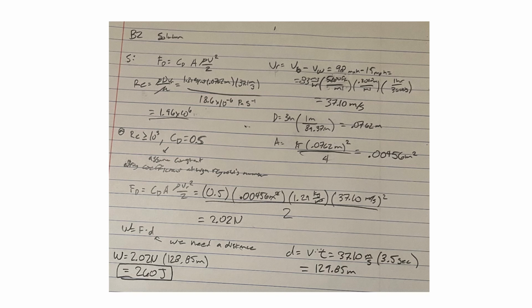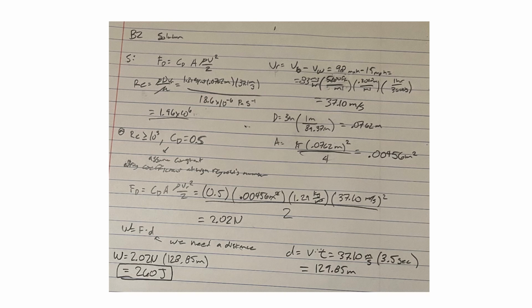Then to our solution, first we find the relative velocity of the baseball, and we're going to do this in metric units just for simplification. So we take the velocity of the ball, subtract the velocity of the wind, and get 37.1 meters per second. We will convert our diameter and areas into meters and meters per second respectively. And then we'll find our Reynolds number for the flow of the ball.